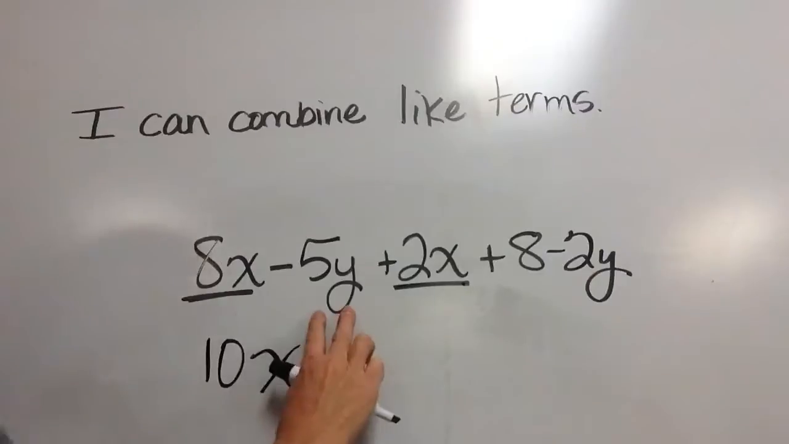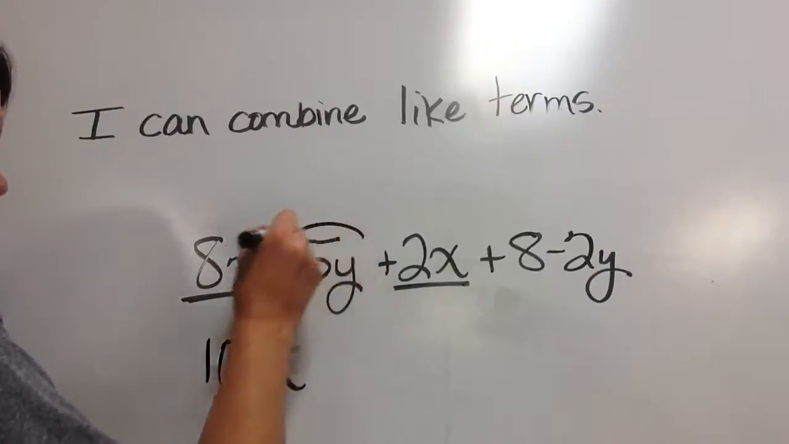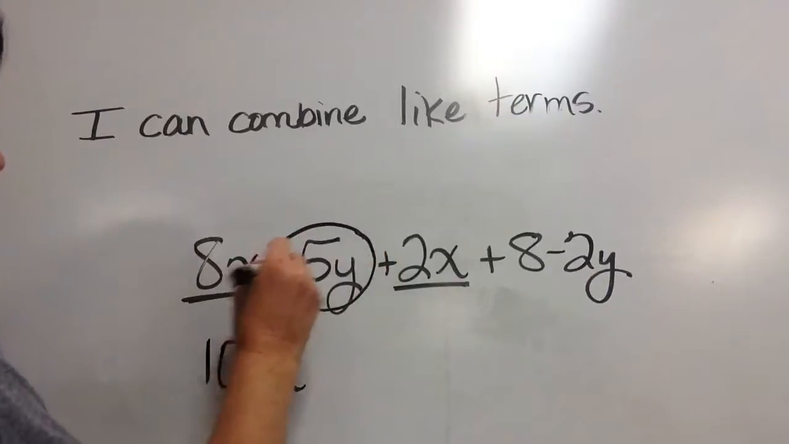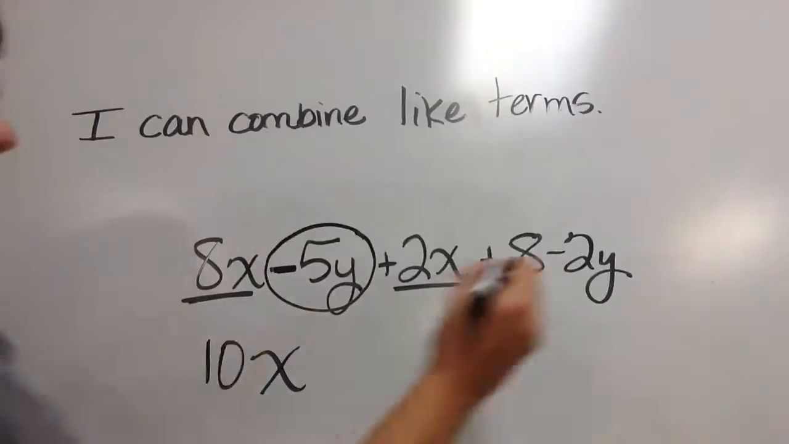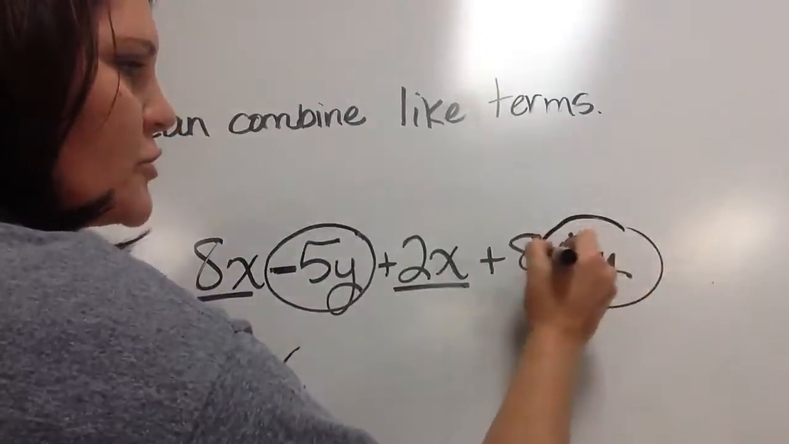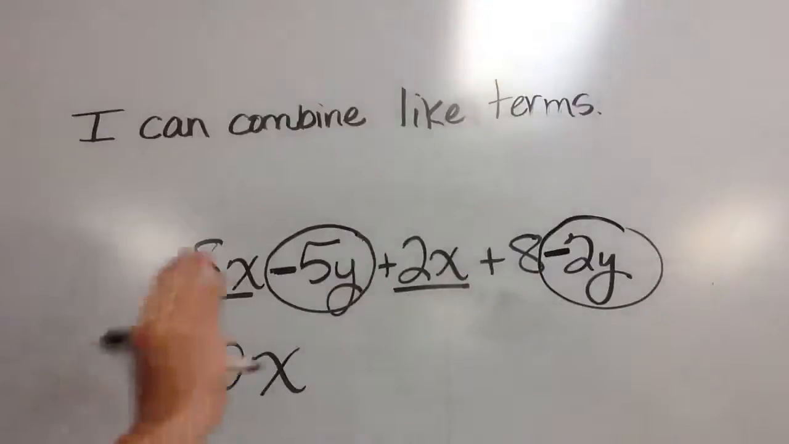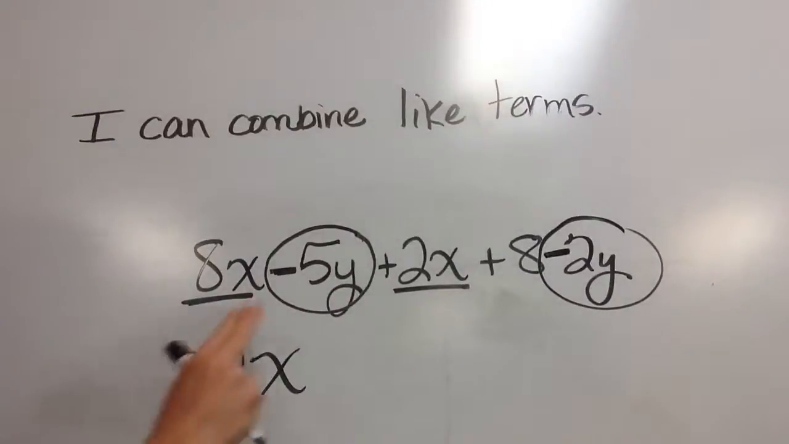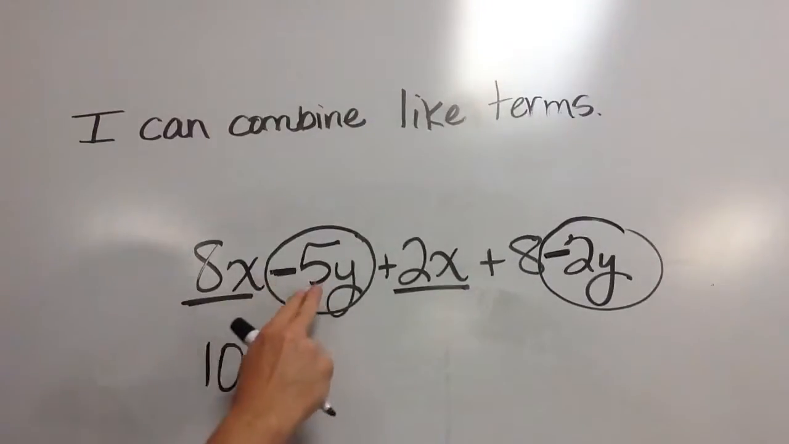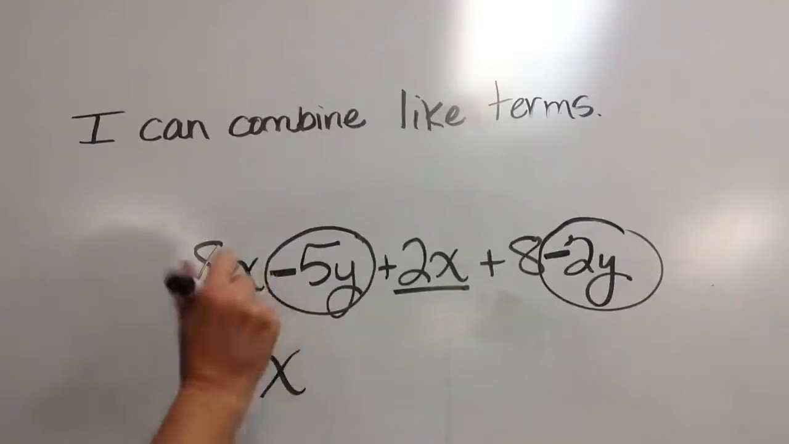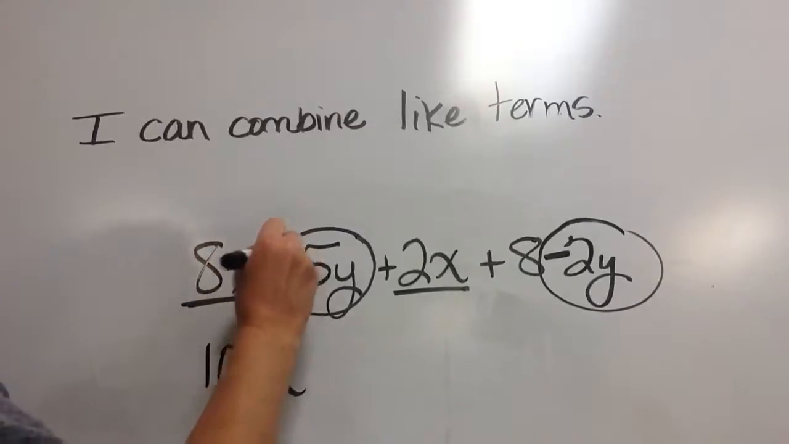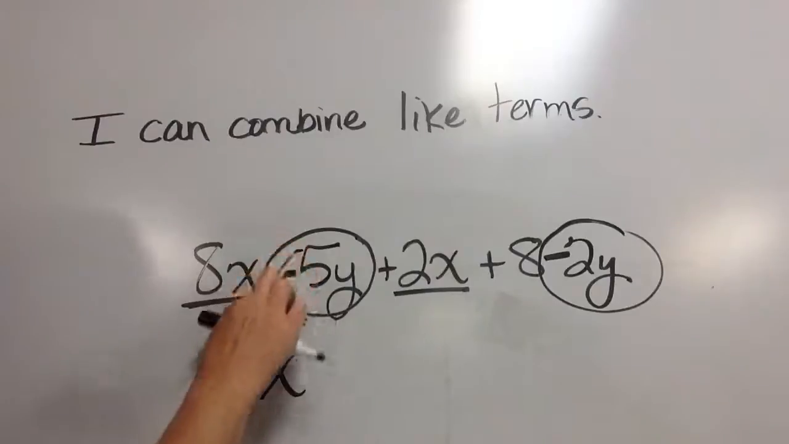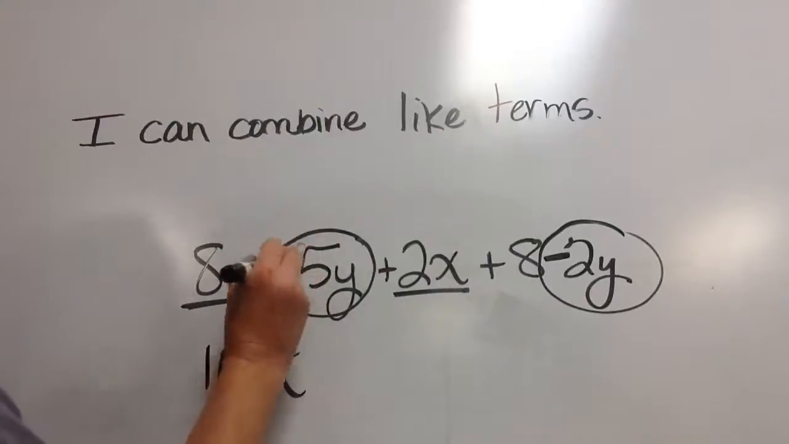Now I have 5y, and the thing you need to understand is this negative sign, this minus sign, subtraction sign, you can treat it like a negative sign too, and it goes with that letter. And the reason you can consider it to be a negative, remember when we're subtracting, you're actually adding the opposite. So that really is a negative 5y.